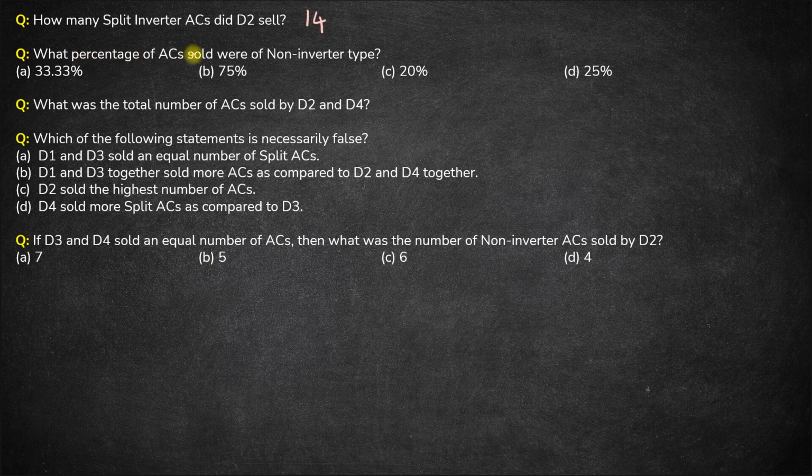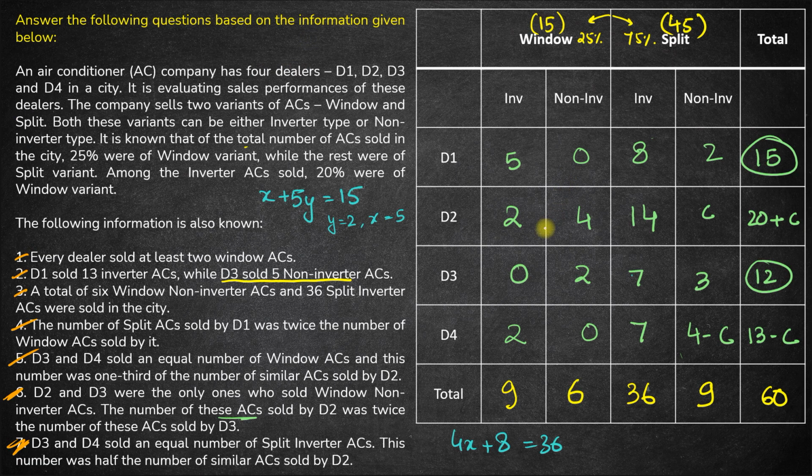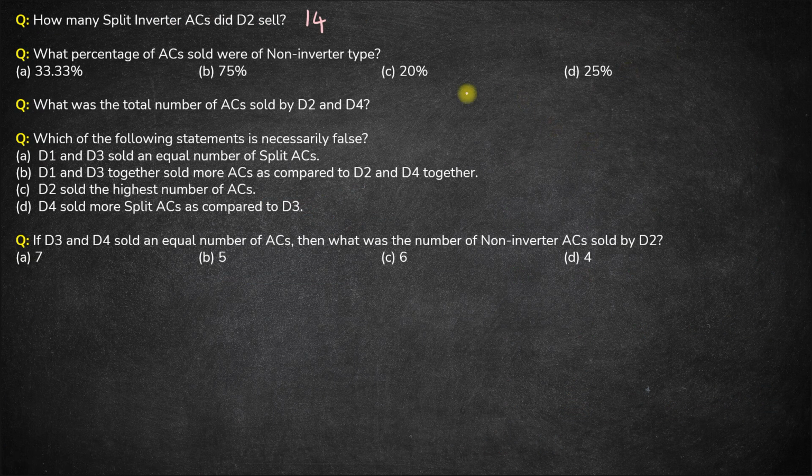Next, what percentage of ACs sold were of non-inverter type? So how many non-inverter type ACs were sold? Non-inverter was 6 plus 9, 15 out of 60. So 15 non-inverter ACs are there out of 60. So 15 out of 60 is effectively 25%. 15 by 60 is 1/4, 1/4 is 25%.